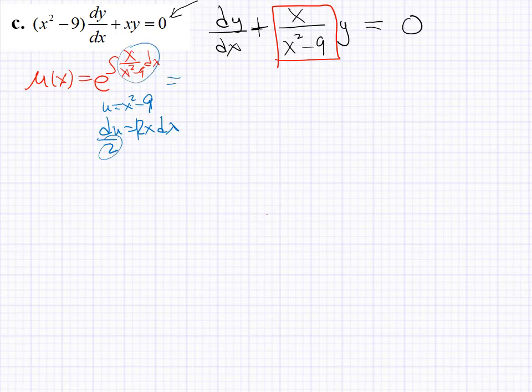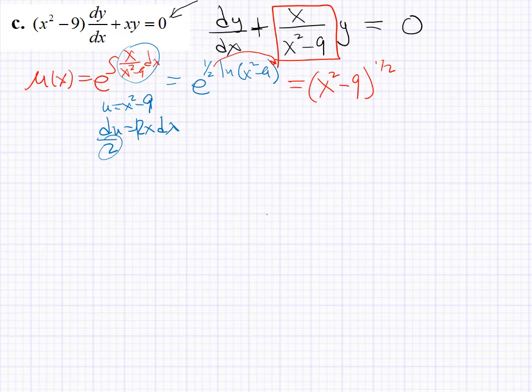So in the end, I'm going to get e to the 1/2 log of u, being x squared minus 9. Just like before, I want to get the e to the log to cancel, so I'm going to have to bring the 1/2 in first, and then I can cancel, in the end giving me x squared minus 9 to the 1/2. So that's my integrating factor.